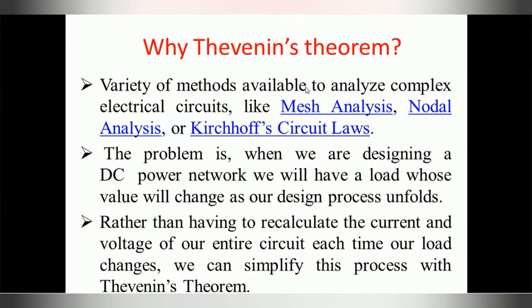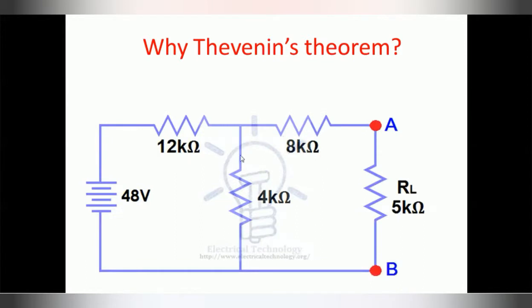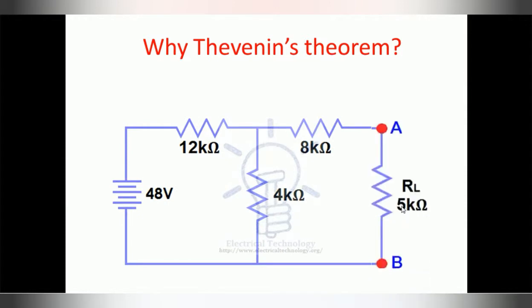Now let us see one example. Consider this circuit. For this circuit, we want to calculate the value of current or voltage across the load resistance of 5 kilo ohm. Suppose you are using the normal method, depending upon the value of load, with the 5 kilo ohm resistance connected. I apply Mesh analysis, meaning I construct the matrix, and from the matrix we can easily identify the value of current in that particular resistance RL.